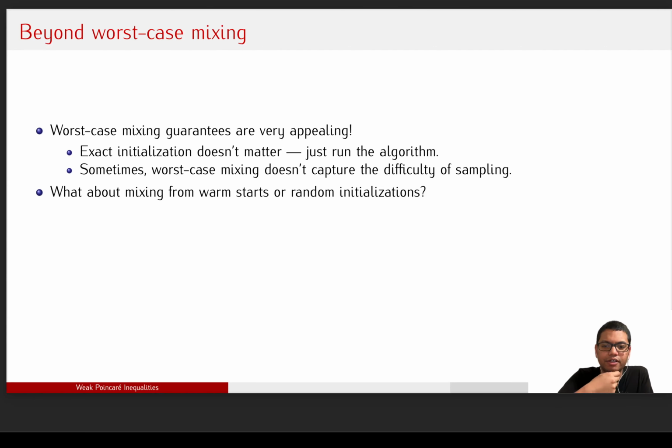So in this talk, our goal is going to be to try to understand when it is possible for a Markov chain to mix from a warm start or a good or random initialization, even when it does not mix from a worst case initialization. And what are some mathematical tools that one can develop for showing guarantees of this nature?